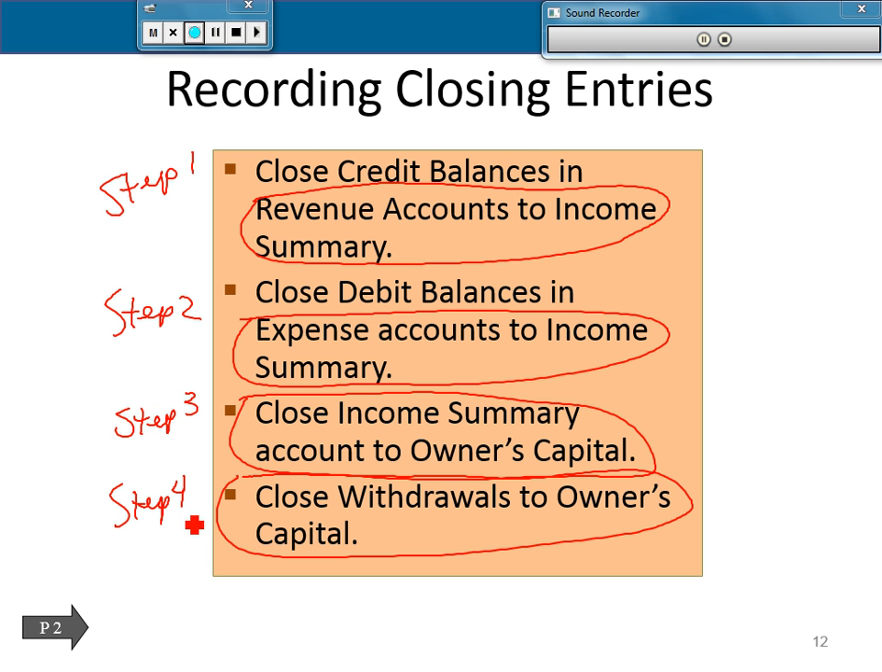And so this is what happens at the end of the accounting period. When you're closing out the books for the accounting period, this is the process you have to go through to do the closing entry. So this is a part of the closing process.